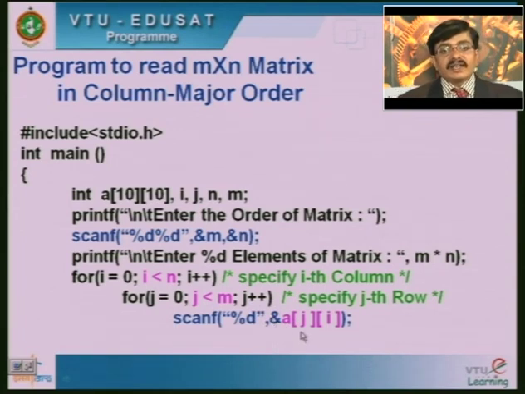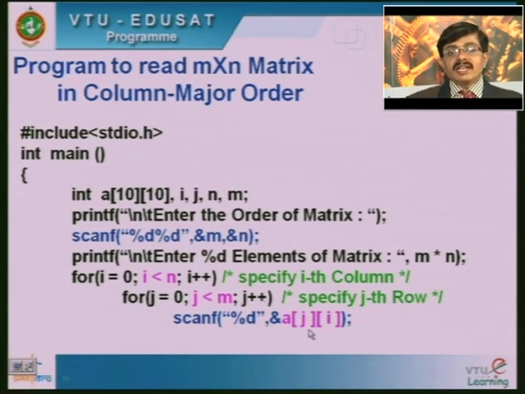So, the row will vary, whereas the column we are keeping constant. If we read the elements there, first when i is equal to 0, j is equal to 0, we read the 0 0 first element. Then when j runs to the next iteration, j becomes 1, we will be reading 1 0. 1 0 means the 0th column, the second element. Again when j becomes 3, third row 0th column. That is the way we are reading the elements.